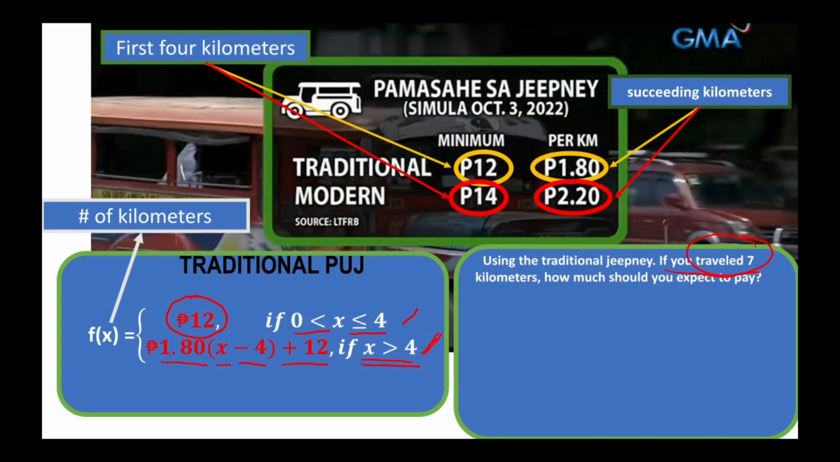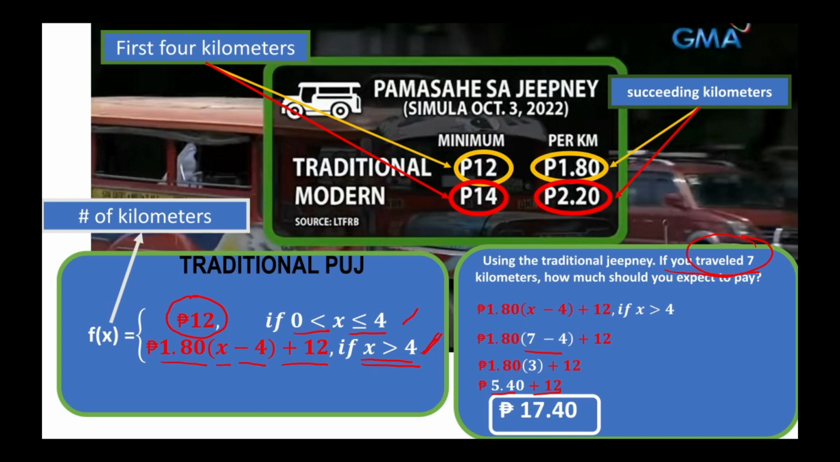To determine how much you have to pay, you have to substitute the number of kilometers traveled, which is 7. Therefore, we will have this notation. To continue, 7 minus 4 is 3, multiplied by 1.80, that will be equal to 5.40. 5.40 plus 12 pesos is equal to 17 pesos and 40 centavos. This means that you have to pay 17 pesos and 40 centavos.